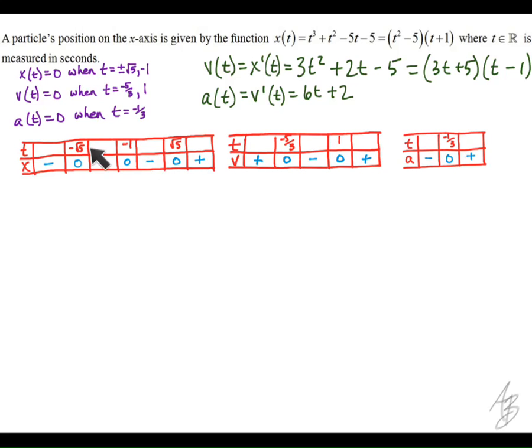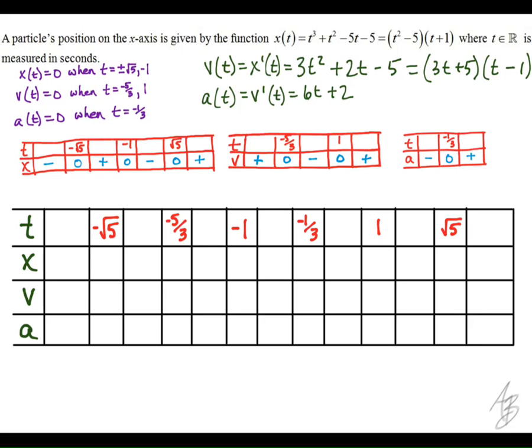So we're going to have intervals separated at negative square root of 5, negative 1, square root of 5, negative 5/3, 1, and negative 1/3, and then we will check regions in between each also. And essentially what we're doing is we're going to combine all of our information from these charts into one big chart.